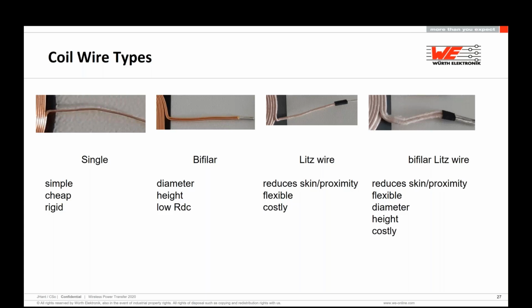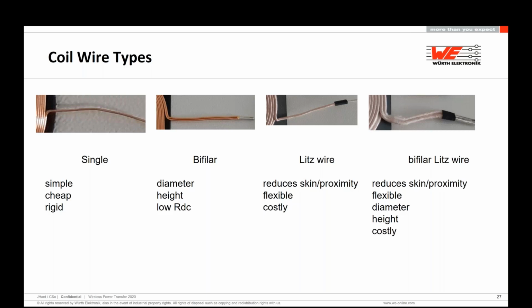The Litz wire is for sure a better solution. If you would like to reduce the skin and proximity effects, it's more flexible, but for sure a little bit more costly. The next step will be for high power applications.